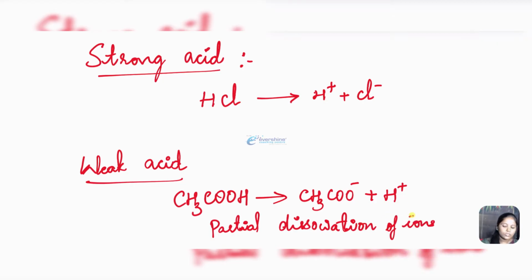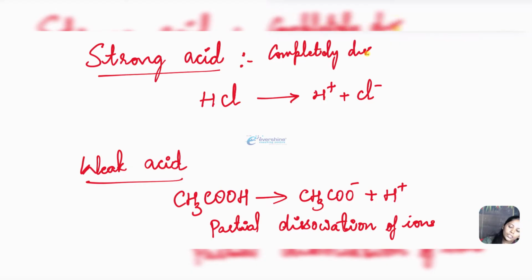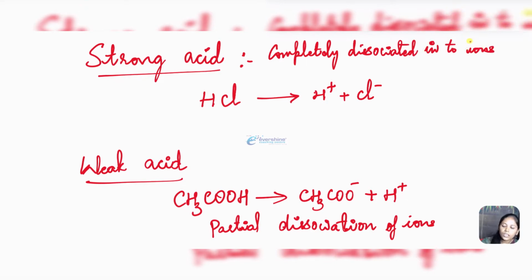So you understood what strong acids and weak acids are? What do you mean by strong acids? Acids which completely dissociate into ions when diluted. What do you mean by weak acids? Acids which partially dissociate into ions are called weak acids.